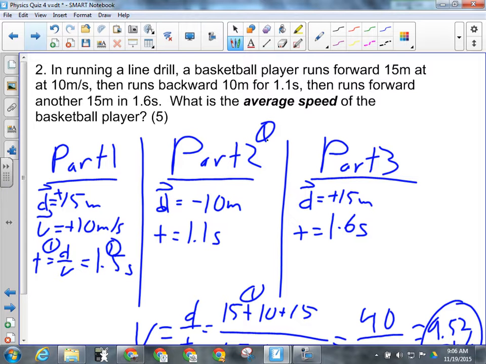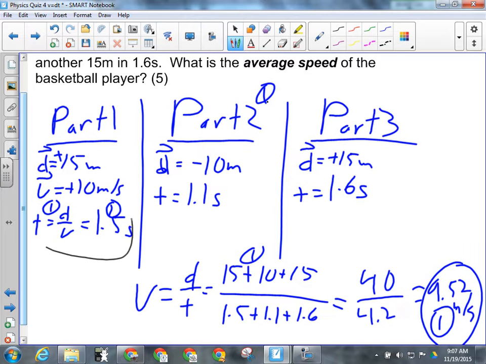So, give them a mark if they wrote down their givens. Part 1, they ran 15 meters at 10 meters per second. Part 2, they ran 10 meters in 1.1 seconds. And in part 3, they ran 15 meters in 1.6 seconds. So I've got the distances for all 3 parts, but I do not have the time for part 1. That's my first calculation: calculating the time for part 1.